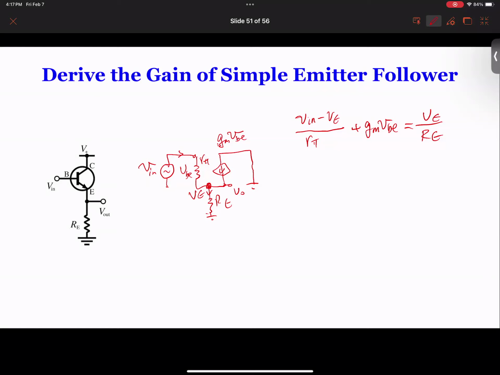In order to eliminate one variable, we can find what VB is. VB is actually Vin minus VE. So we plug this into this equation. Right away, you eliminate VBE, and you can resolve for the relation between VE and Vin. And VE actually is our output. In this case, VE is equal to, with rpi, zero. So we can easily find this, not a problem.